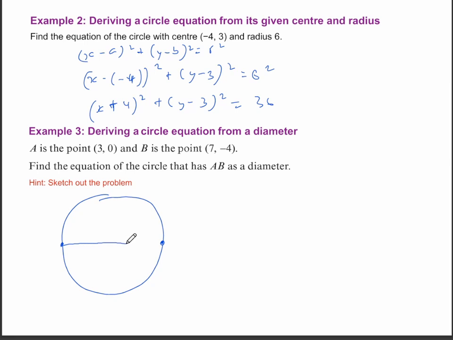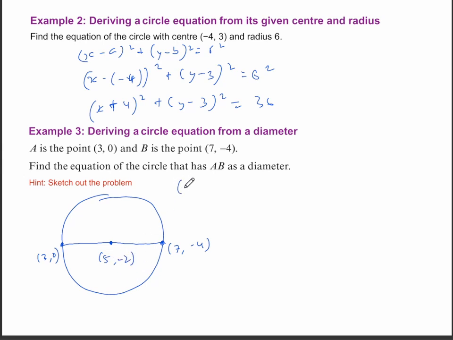B is 7, negative 4. A is 3, 0. Then obviously the midpoint is going to be the center. So that means the midpoint between these two is going to be the center. And to find the midpoint, you will just take the average of the x's and the average of the y's. So average of the x's, 3 plus 7 over 2, is just 5. And average of the y's, 0 plus negative 4 over 2, is just negative 2. And so that is going to be your center.